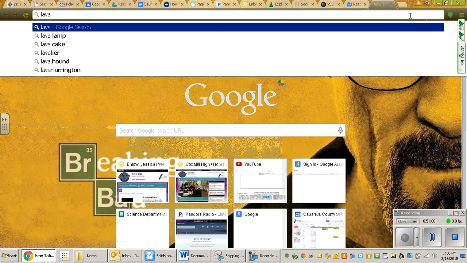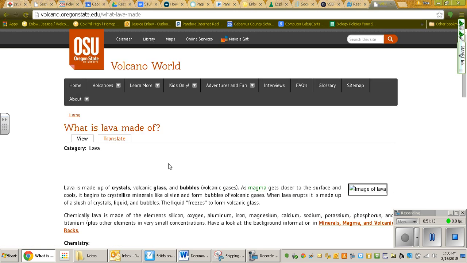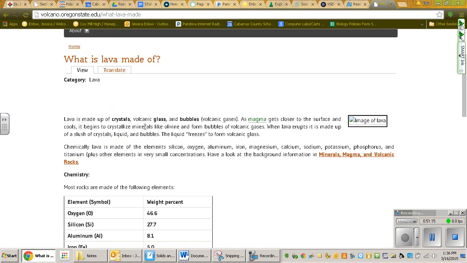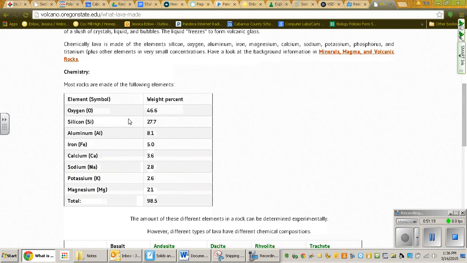Lava. Chemical. What's it made of, though, people? Volcano world. Oxygen, aluminum, sodium, potassium. So we've got silicon right there. There we go. Like 27%.